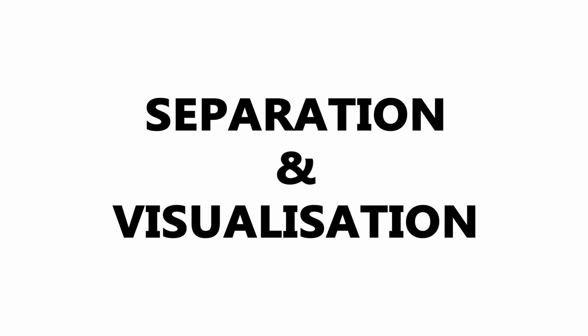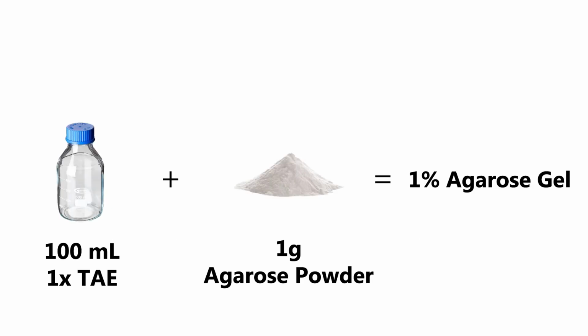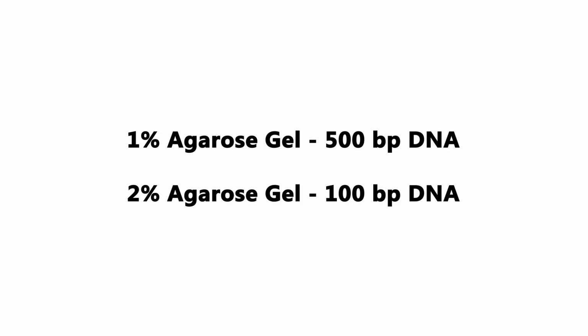Observing DNA strands with our naked eye will be impossible. Agarose gel electrophoresis allows for the separation and visualization of DNA amplicons based on size. To prepare the agarose gel, agarose powder is mixed with TAE buffer. In this example, 1 gram of agarose powder and 100 milliliters of 1x TAE buffer forms a 1% agarose gel mixture. Different agarose percentages are used depending on the size of the DNA. For example, 2% agarose gel is used for smaller DNA sizes of 100 base pairs. Higher agarose percentage allows for better separation of smaller DNA.